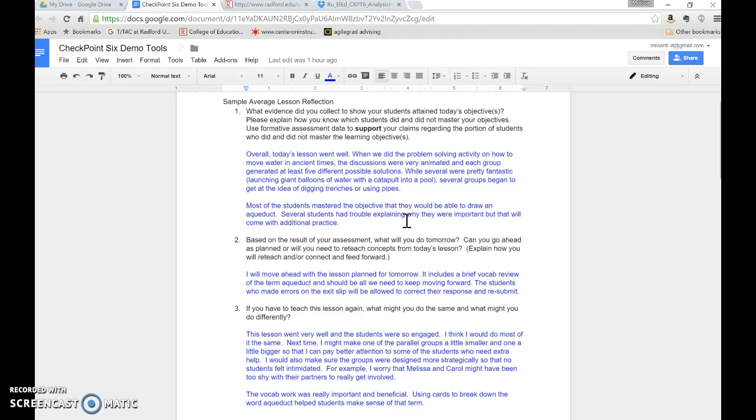It's clear that the problem-solving activity had the students engaged, and they were interested, and they were generating a lot of appropriate answers. Let's see, and then, well, I'm glad that you gave a specific example of launching the giant balloons of water. That's a great response from your students. And then you moved on to say several groups began to get at the idea of digging trenches and using pipes, that you really got more specific.